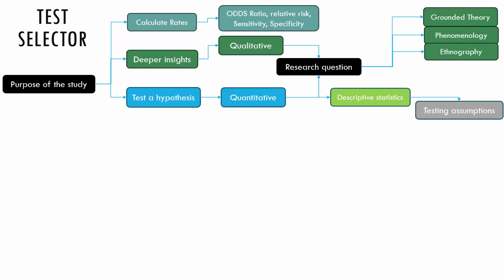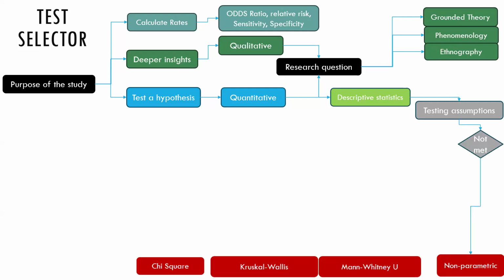If it's quantitative, you still need a research question. You're going to start with descriptive statistics, and you're going to start by testing your assumptions. If your assumptions are not met, then you may be forced to use non-parametric tests. The most common examples of non-parametric tests are the chi-square test, the Kruskal-Wallis test, and the Mann-Whitney U test. There are others, like the sign test. Those are the main ones.